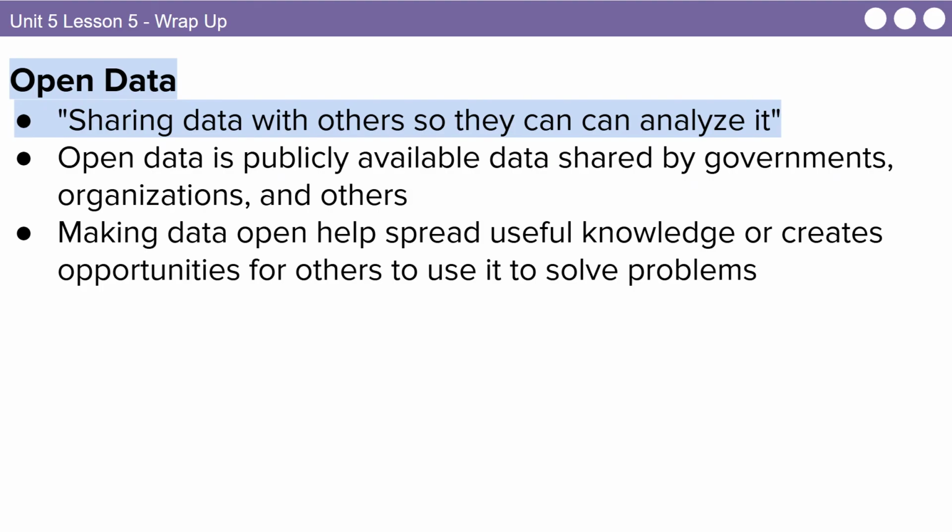Open data is shared by governments and different organizations. So the idea is helping improve life because we can all have access to this data. And making that data open helps spread useful knowledge and creates opportunities for others to use it to solve problems. Open access specifically refers to research, where if I have researched to help find a cure for Alzheimer's, I can share what I've learned through open access so other researchers can build on it. So open access is more specific to research-related things.